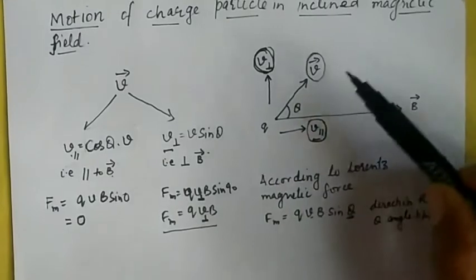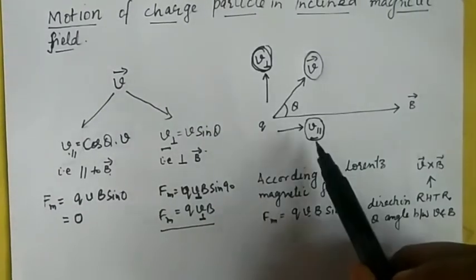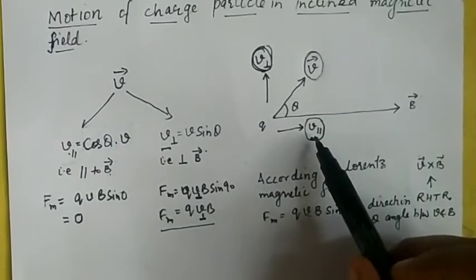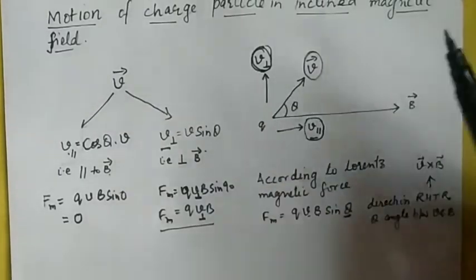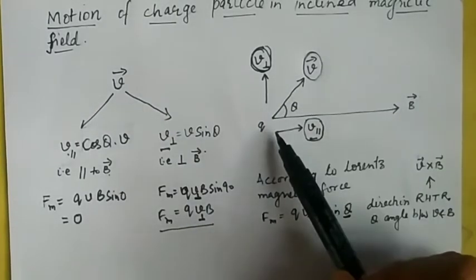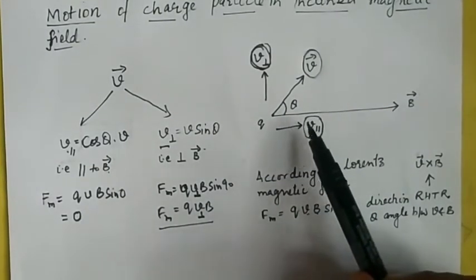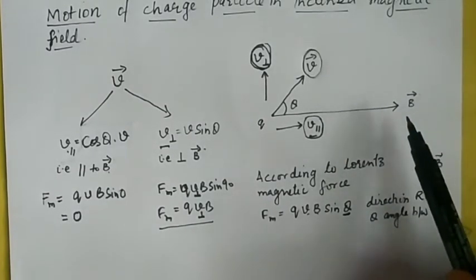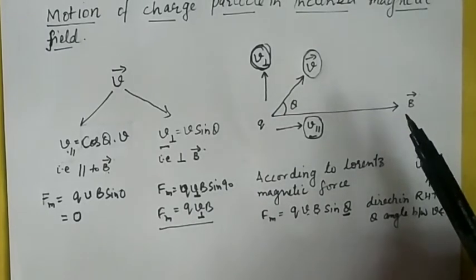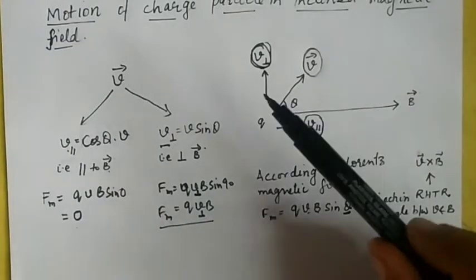So this charged particle will have two types of motion. One motion is because of the velocity parallel, and the other motion is because of the velocity perpendicular. Because of this component of the velocity, the charged particle keeps on moving along the direction of magnetic field without any change in the magnitude or direction of the velocity, because the magnetic force acting on it is equal to 0.